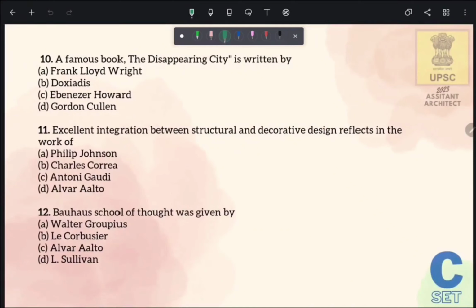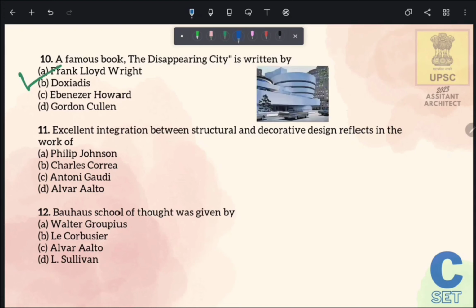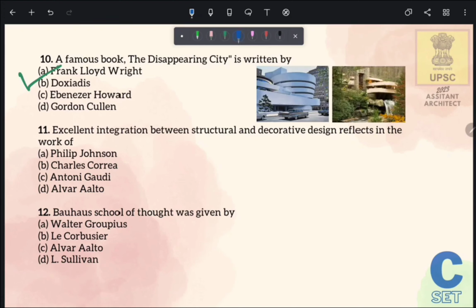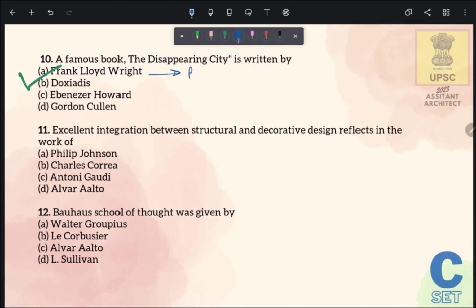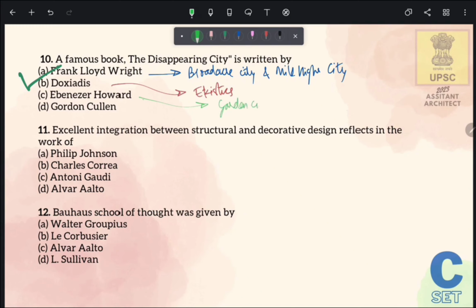Famous book The Disappearing City is written by. So this book was written by Frank Lloyd Wright. He designed famous buildings like Guggenheim Museum, New York and Falling Water. He gave two city planning concepts, that is Broad-Acre City and Mile High City. Doxiadis gave the concept of ekistics. Ebenezer Howard gave the planning concept of Garden City. And Gordon Cullen is famous for the serial vision concept.